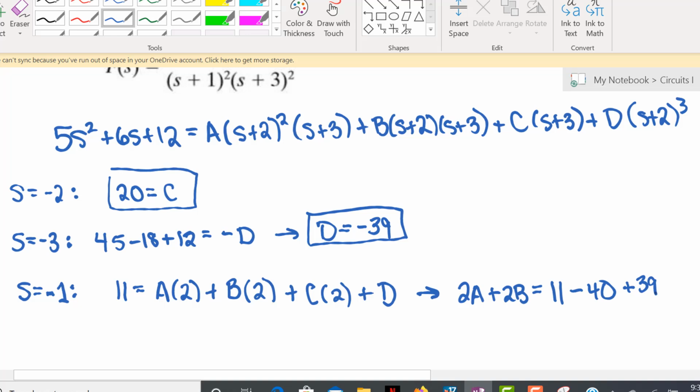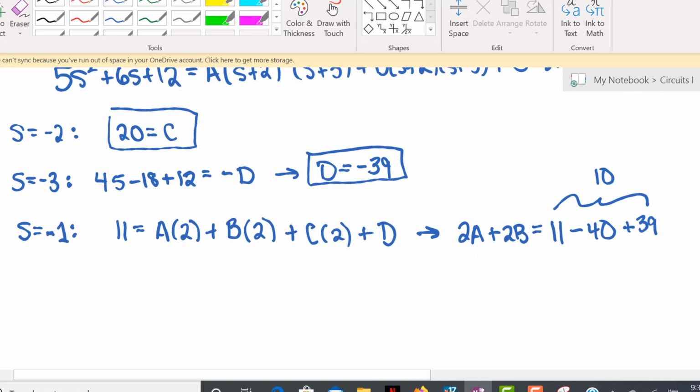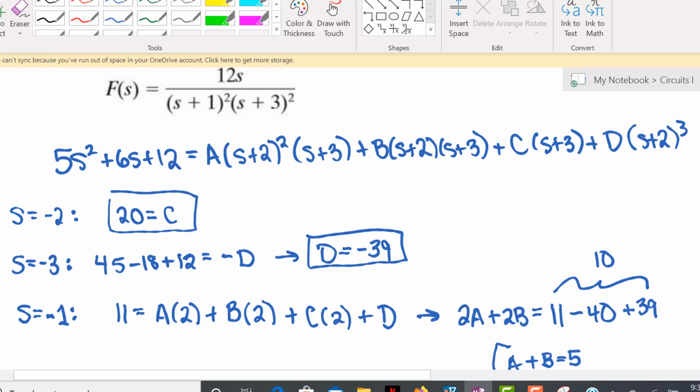So -40 plus 39 is -1, 11 minus 1 is 10, and then I can divide the entire equation by 2. So I have a plus b equals 5. So there's one equation in a and b, and now I just have to plug in something else to get a second equation, and then I can solve the 2 equations and 2 unknowns.